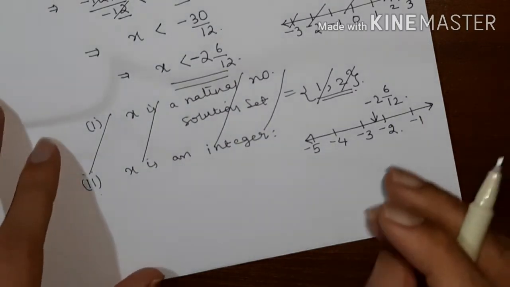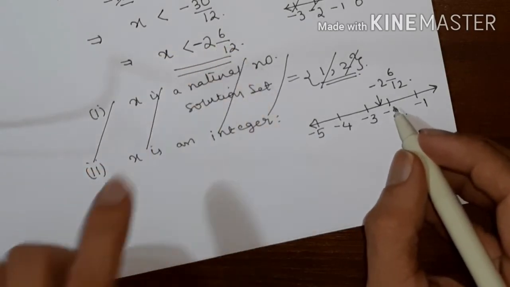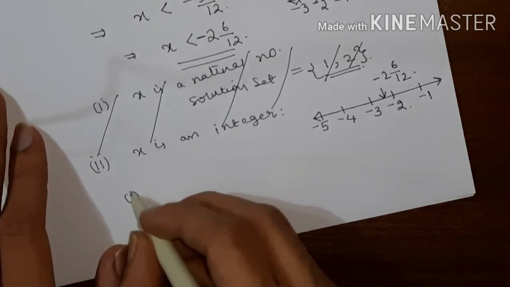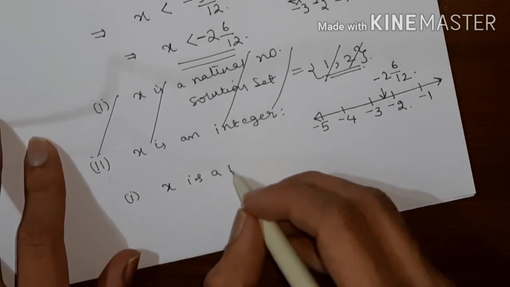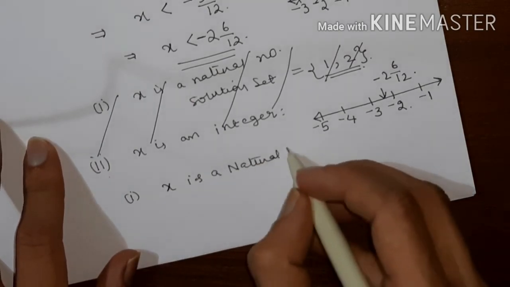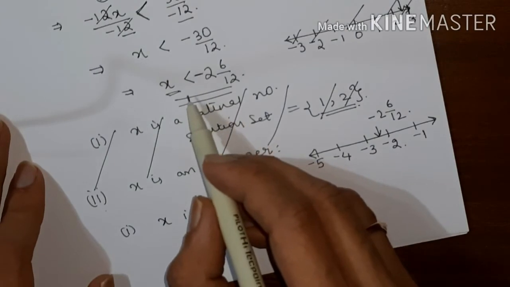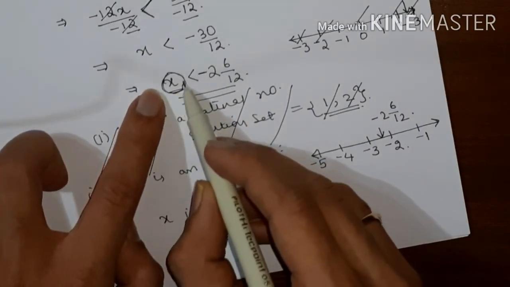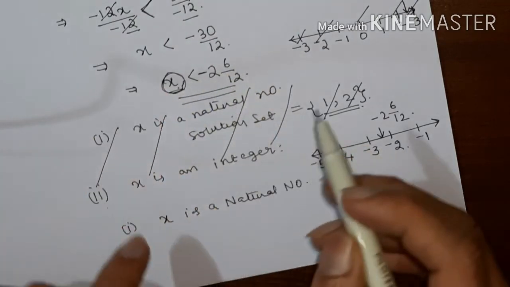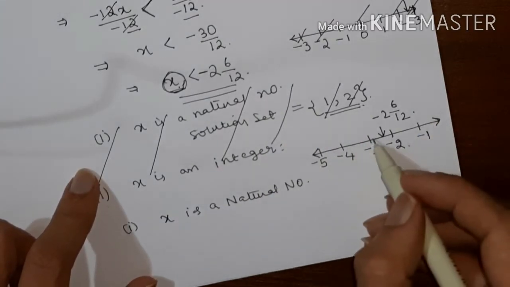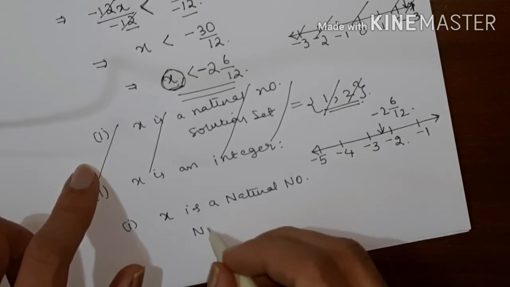So if we check all the numbers x which are less than minus 2 6 by 12, first we have to check the solution for x is a natural number. Which natural number satisfies this inequality? No natural number will satisfy this inequality, because no natural number is less than some negative number. So here you will have no solution.